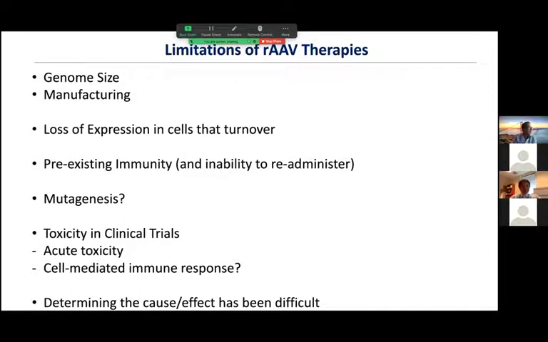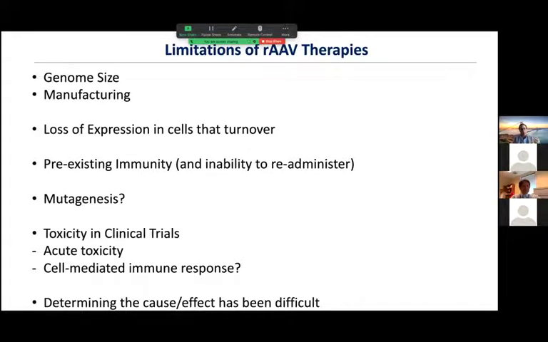Now, AAV has its limitations as well. I don't want to make it sound like it's a panacea, but one of the limitations is genome size. The total packaging is just under 5 kb, and you need to have about 300 base pairs or sequences for the ITRs. Manufacturing of some of the various capsids has been difficult.